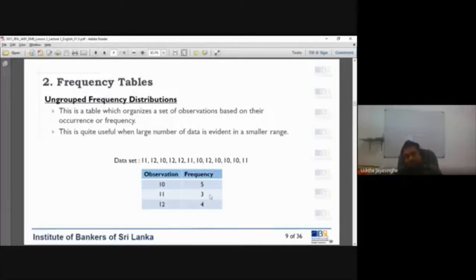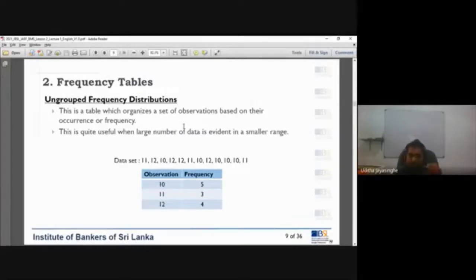This is one of the easiest ways to summarize a raw set of data. In professional statistics language, we call this an ungrouped frequency distribution. It's important for you to know the name. Okay. This is a table which organizes a set of observations based on their occurrence or frequency. Occurrence, number of items, frequency, all are synonyms. It's quite useful when a large number of data are evident. So when you have hundreds or thousands of data, this is one of the obvious easy ways to represent a data set in a table.